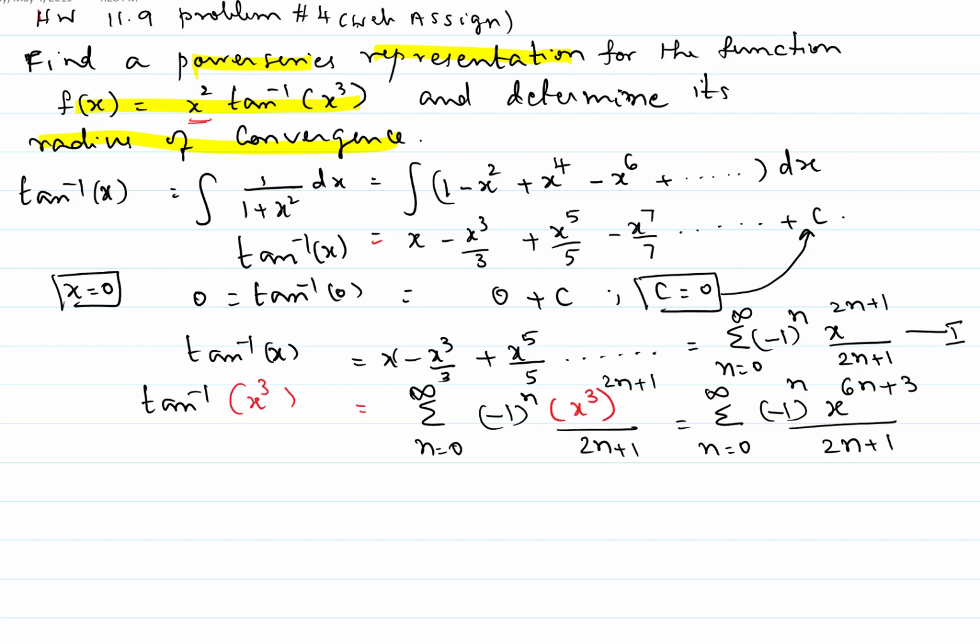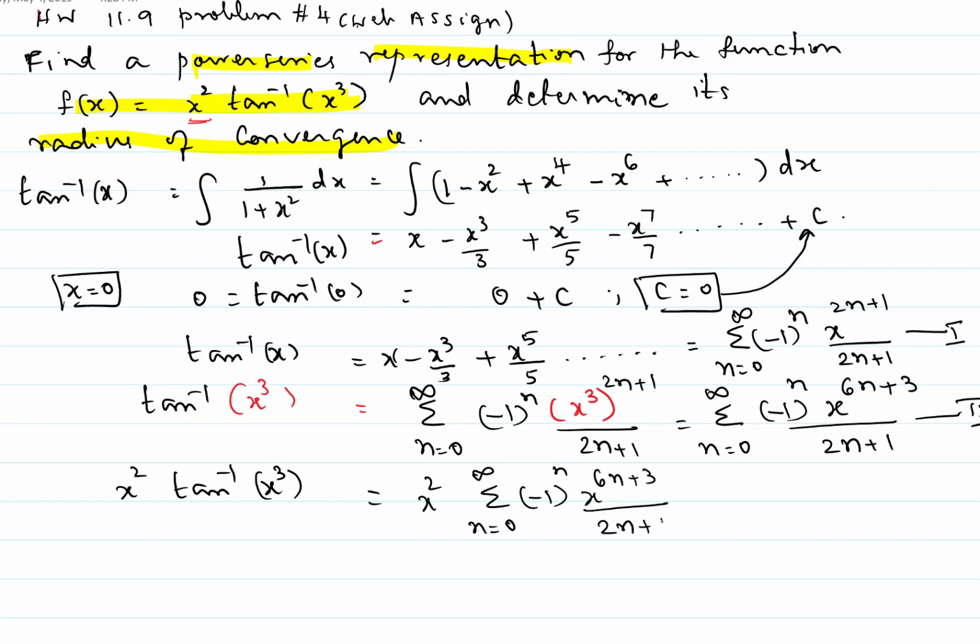Again, in our problem we have f of x equal to x squared times tan inverse of x cube. So if you write x squared times tan inverse of x cube, all you have to do is multiply this power series representation that we have for tan inverse of x cube by x squared. So the expression on the right hand side becomes x squared times sigma n varying from 0 through infinity, negative 1 to the power n, x to the power 6n plus 3 divided by 2n plus 1.